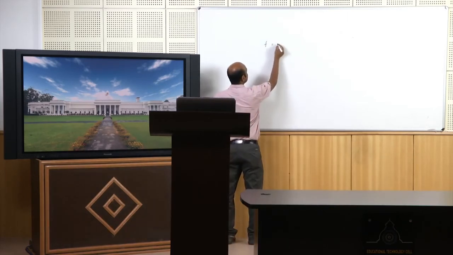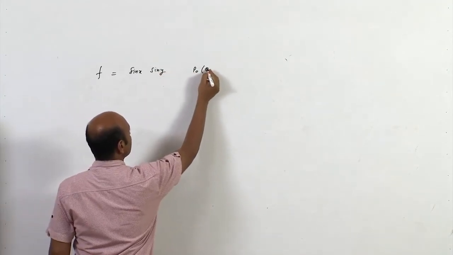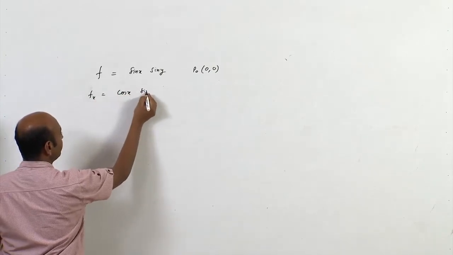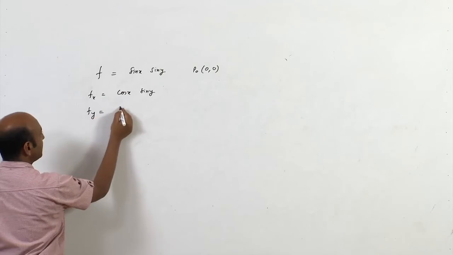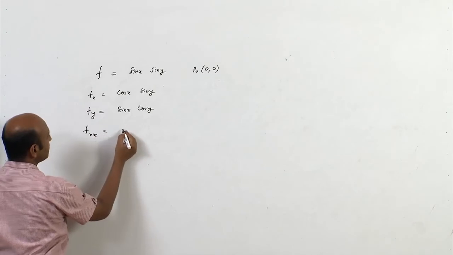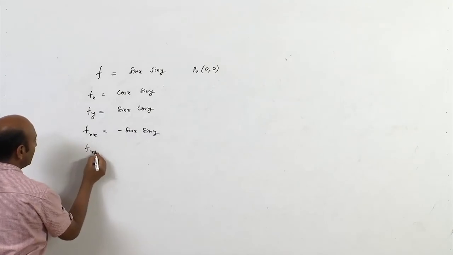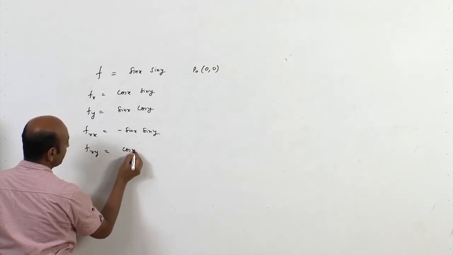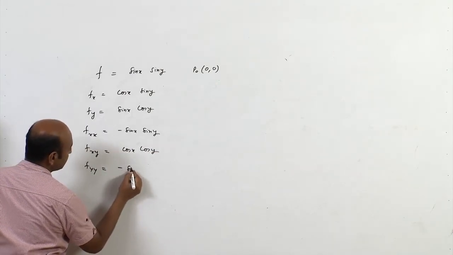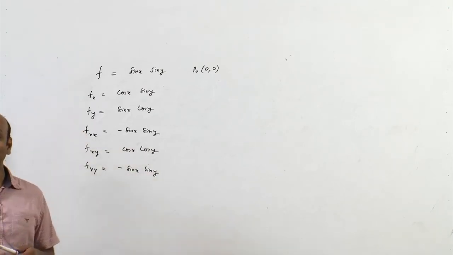Now, the function is sin x sin y. Point is (0, 0). Now, when you find f_x, it is cos x sin y. When you find f_y, it is sin x cos y. When you find f_xx, it is minus sin x sin y. f_xy, it is cos x cos y. f_yy, it is minus sin x sin y. Okay, because we want quadratic approximation.